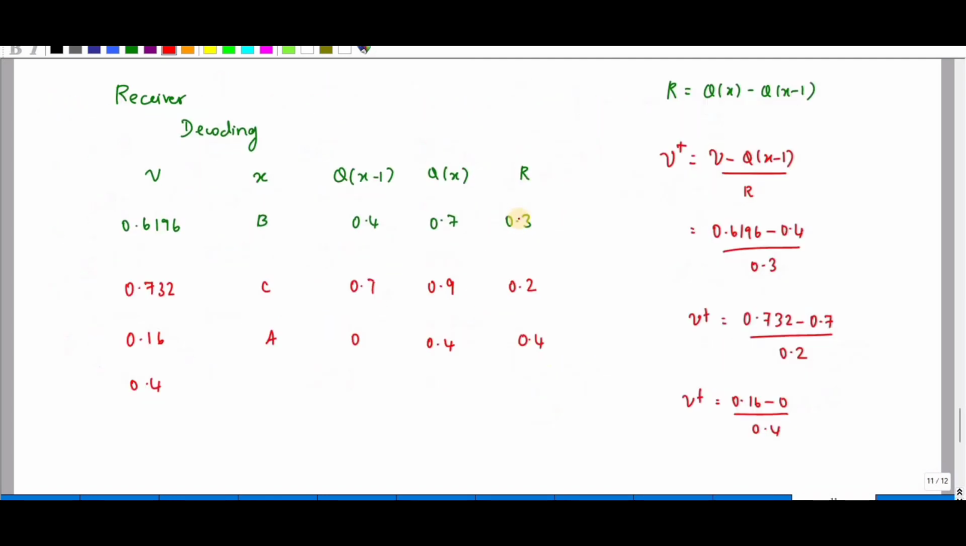So what is the B value? It's 0.4, 0.7 and 0.3. Next, V is 0.4 minus 0.4 divided by 0.3, so we get the answer as 0. So you have to stop this process. The decoded string we have found is BCAB. Thank you.